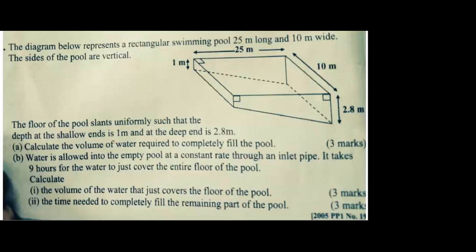The rectangle had a length of 25 meters and a width of 1 meter. So 25 multiplied by 1, you get 25 meters squared. And then for the triangle, you have the base as 1.8 meters, because the width of the rectangle is 1 meter. So 2.8 meters minus 1 meter, you remain with 1.8 meters. So 1.8 meters is the base and the height is 25 meters.